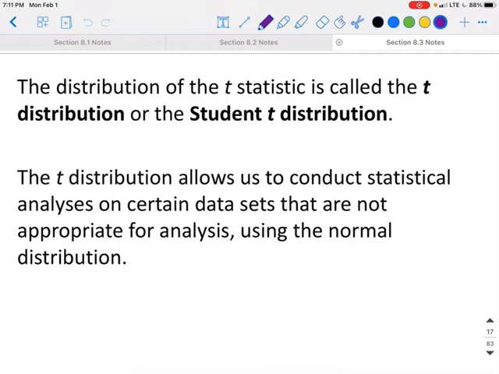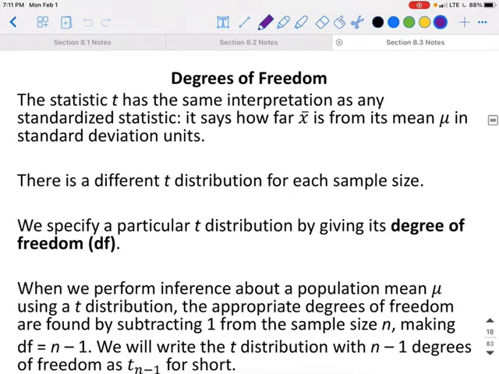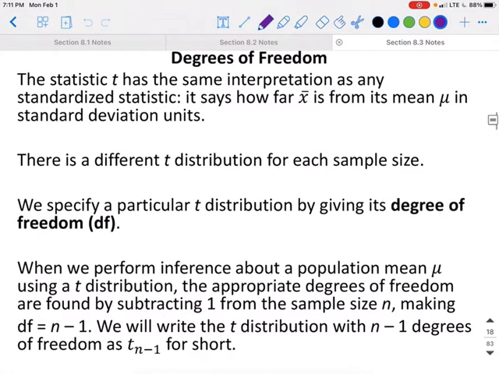The t-distribution allows us to conduct statistical analysis on certain data sets that are not appropriate for analysis using the normal distribution. So when you go to use your t-statistic, you have to know your degrees of freedom. The statistic t has the same interpretation as any other standardized statistic. It says how far x bar is from the mean mu in standard deviation units. There is a different t-distribution for each sample size, so we specify a particular t-distribution by giving its degrees of freedom.